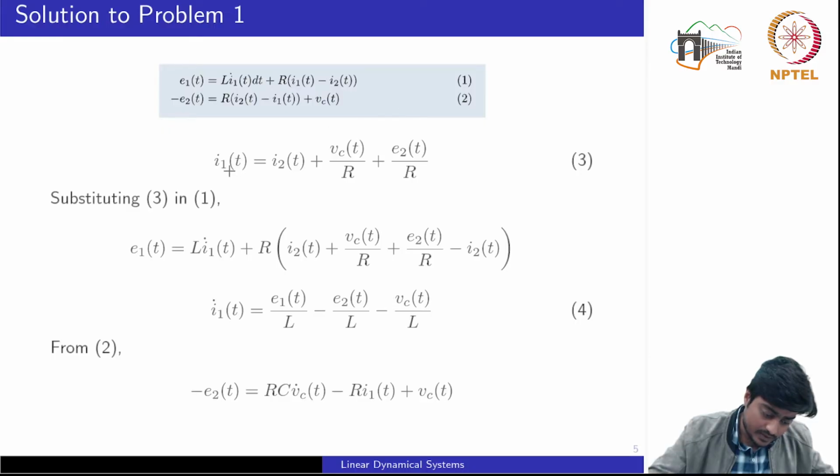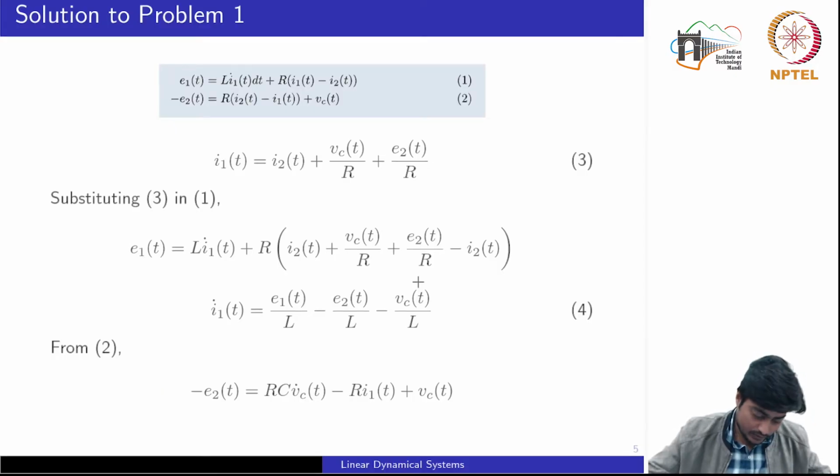Proceeding forward, using these two equations, it's just a simplification that we can write I1 is equal to I2 plus VC by R plus E2 by R. Then substituting this third equation into the first equation, we obtain this one. All these steps we are doing so that we could have the first derivative of the state variable on the left hand side. After some simplification, we get the first derivative of the first state, which is I1 or equal to IL, and on the right hand side we have the function of the inputs, which are E1, E2, and another state VC.